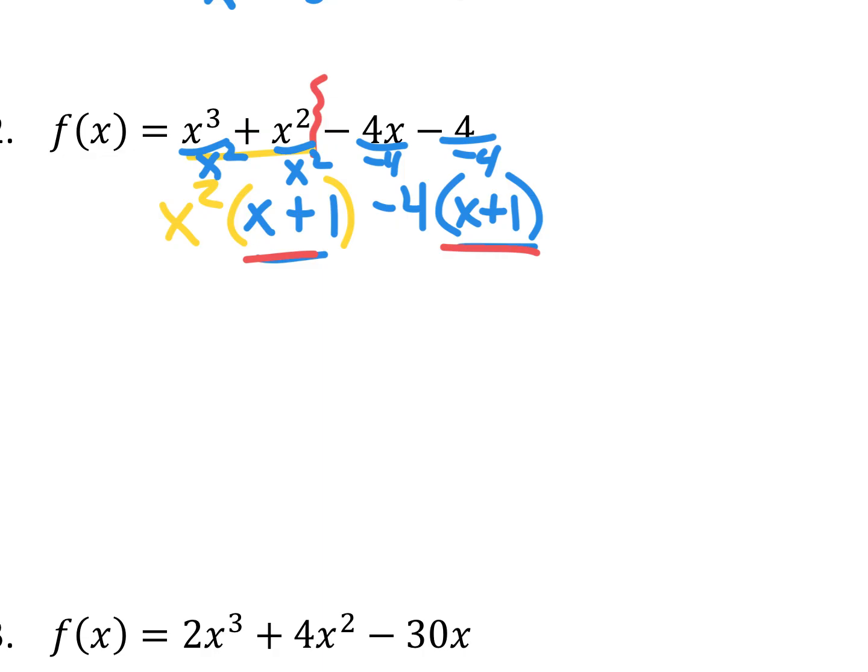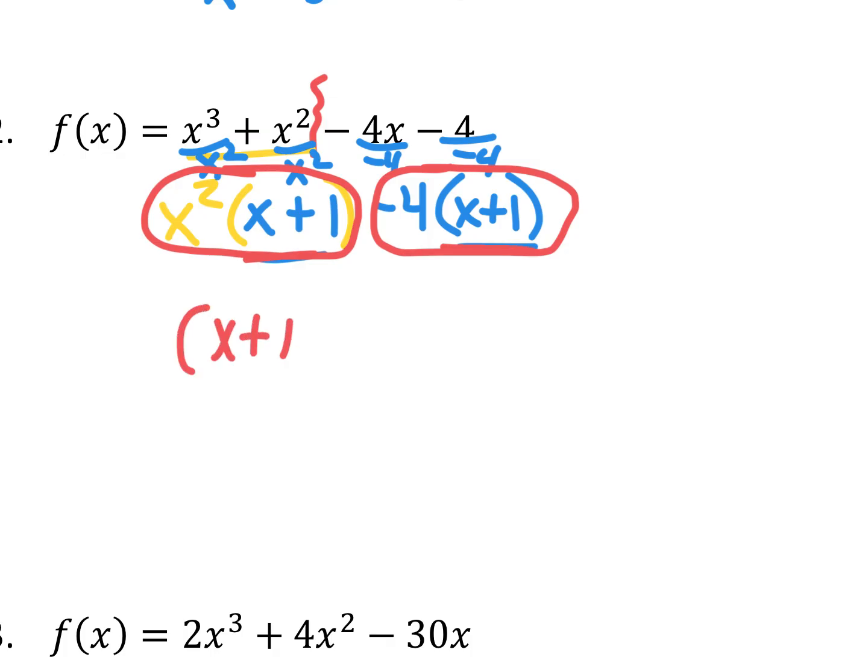Do you remember me saying always look for a GCF? This term and this term now have a GCF. What is the common factor between both of those things I circled in red? What's the thing in common? X plus 1. So that's the GCF, and you factor it out to the front.